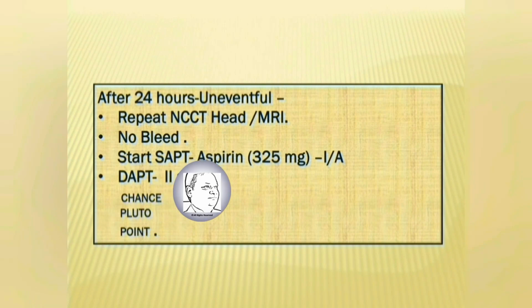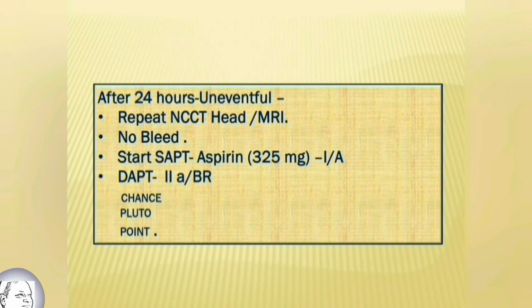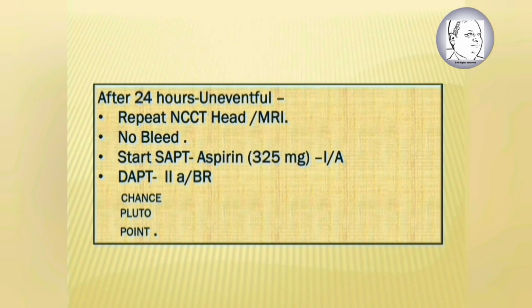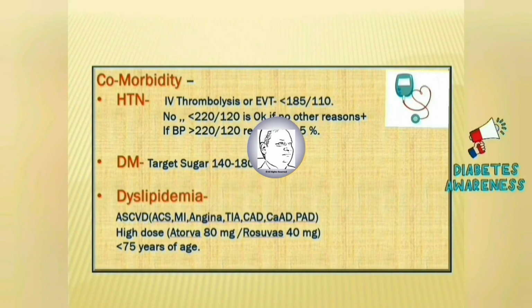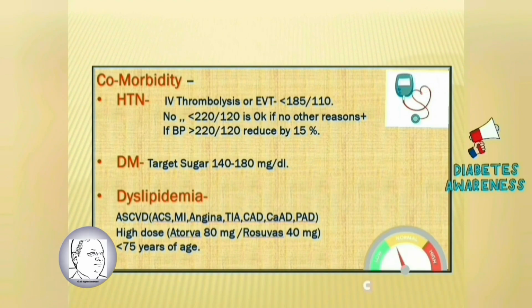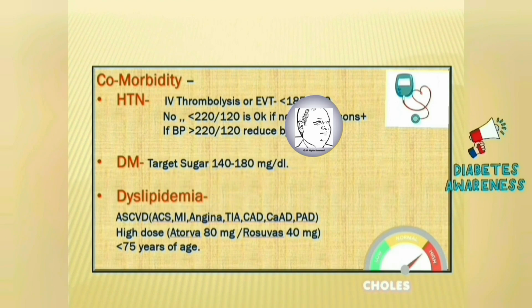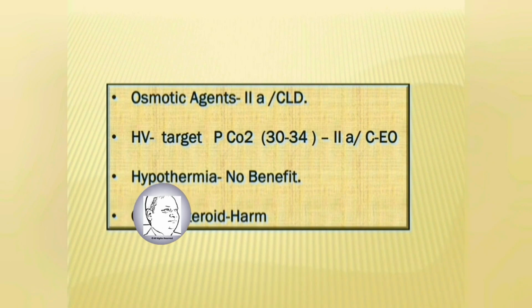Post IV thrombolysis, if uneventful after 24 hours, repeat CT scan head. If no bleed, start aspirin 325 mg OD or DAPT if indicated. Comorbidities to be considered and managed accordingly: hypertension, diabetes, dyslipidemia, cardiac ailment, thyroid, coagulopathy, etc. For raised ICP, osmotic agents or hyperventilation is useful. Other treatment as per the indications is done.